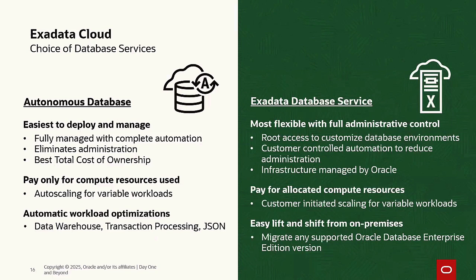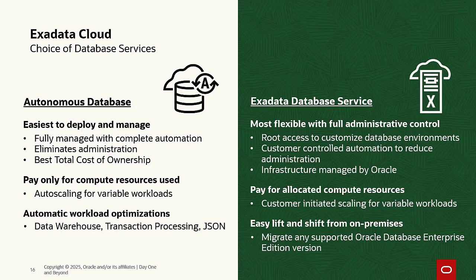When it comes to autonomous database, it is fully managed with complete automation. So both the database as well as infrastructure are managed by Oracle, which eliminates the administration to provide the best total cost of ownership. Exadata database service is co-managed, where the customer manages the databases and Oracle manages the infrastructure. So customers have root access to the customizable database environment and benefit from customer control automation to reduce the administration.